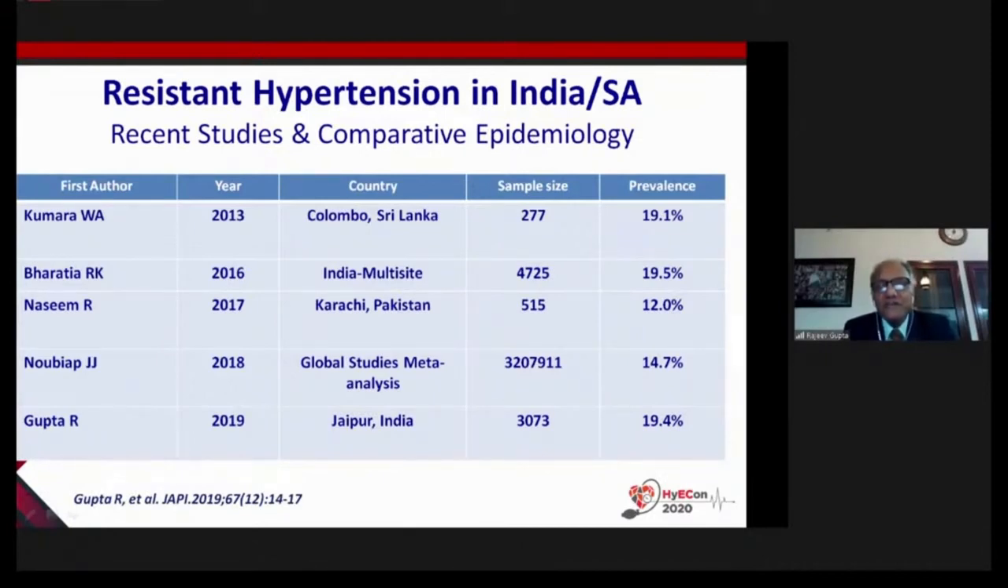One was a nationwide study of 4,000 patients, and what they found was 19.5% prevalence. In our own study at Jaipur, we evaluated 3,000 patients of hypertension, and we had again about 19% prevalence of resistant hypertension. And remember, these 2 studies from India are basically at the secondary or tertiary care levels. So in primary care, the prevalence of resistant hypertension will be slightly lower, maybe about 10%, but in secondary practices, almost 20%, or 1 in 5 patients with hypertension, will have resistant hypertension, requiring beyond 3 drugs for blood pressure control.